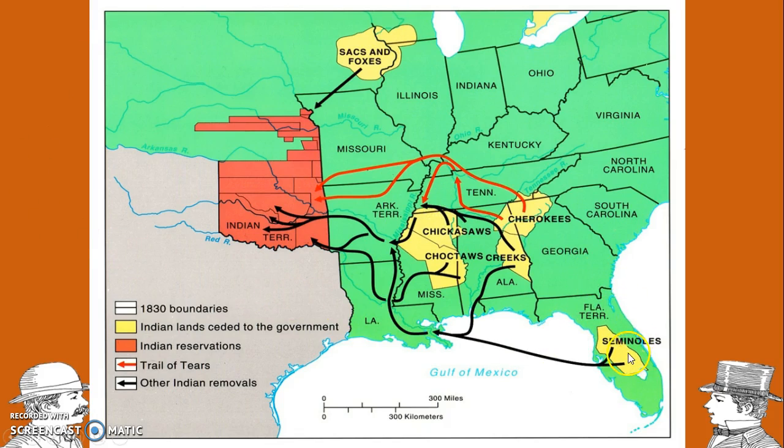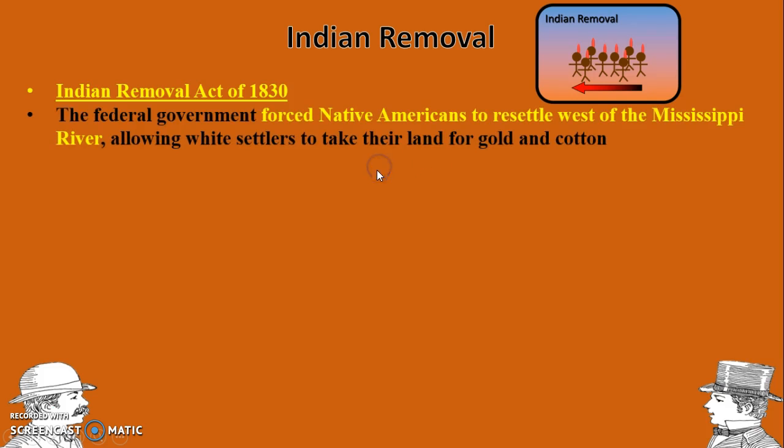The Indian Removal Act has to do with several Indian tribes that were located in the southeast United States. They were forced to move into a smaller area in what today is modern-day Oklahoma. Indian Removal is the title for page 37. Only write what's in yellow. The Indian Removal Act of 1830 was the federal government forcing Native Americans to resettle west of the Mississippi. This allowed white settlers to take their land for gold and for cotton. It was very valuable land, and they felt that the Indians were not using it properly.